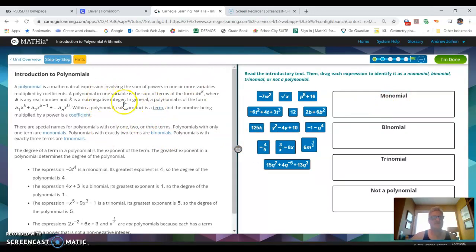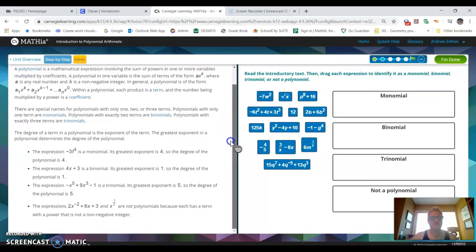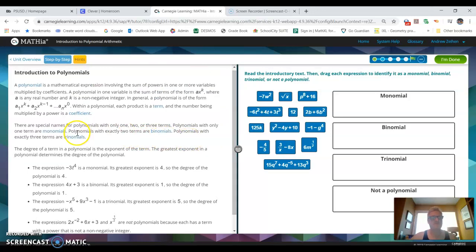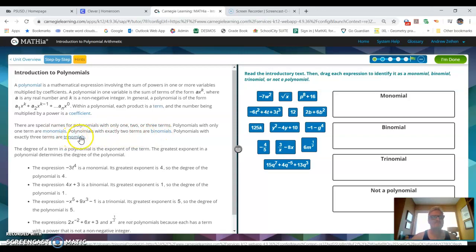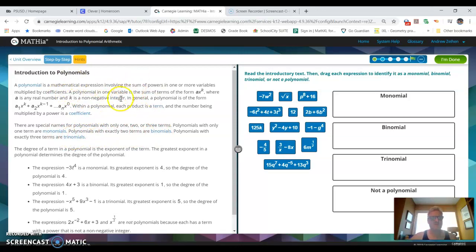So again, make sure you're reading through these things. Get used to these terms. Maybe even take some notes on this. What's a monomial? What's a binomial? A trinomial? What's even a polynomial to begin with? Remember what we said. They're non-negative integers. Okay, they have to be integers.